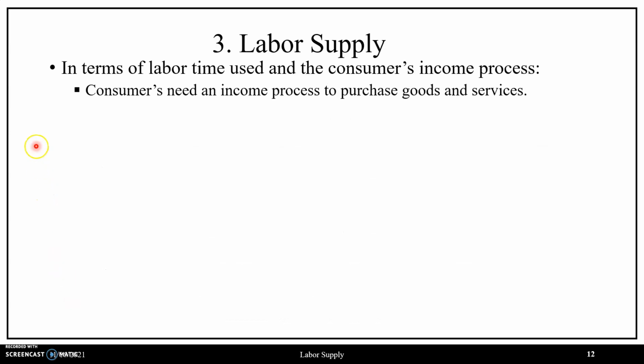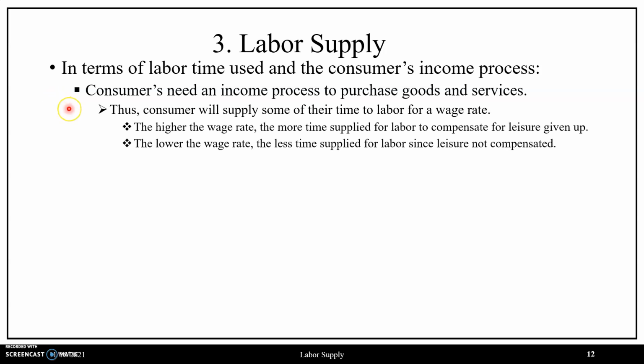So then, in terms of labor time used and the consumer's income process, consumers need an income process to purchase goods and services. Thus, consumers will supply some of their time to labor for a corresponding wage rate, where the wages earned will be the price paid for labor.